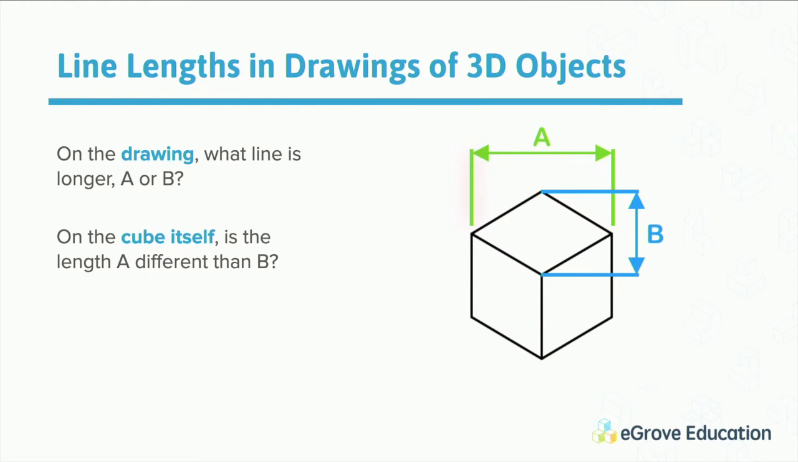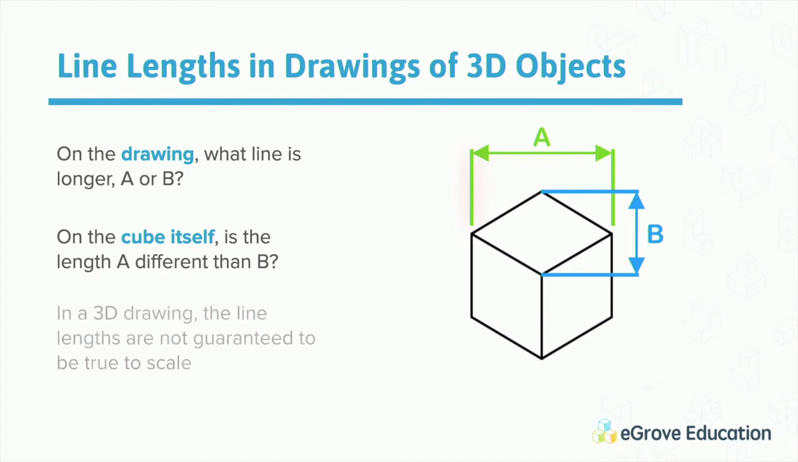So actually on the cube, when you think about it, if you look at the top view of the cube, it's a perfect square. And so the diagonals should be equal. But in the drawing, the line lengths are not really guaranteed to be the true scale of the lines, okay?